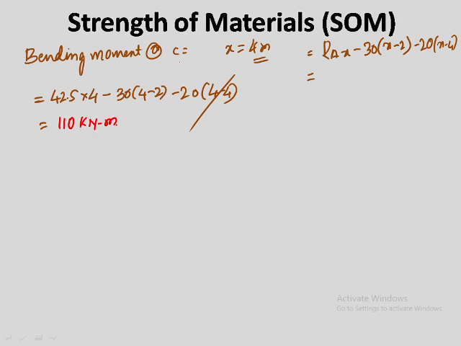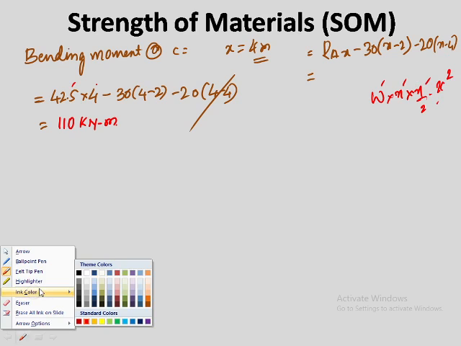Now up to point C, the bending moment variation is linear because there are only two terms, force into distance. But for the UDL, the variation of bending moment is parabolic because you get x into x by 2: load, distance, distance. The variation is a square here.